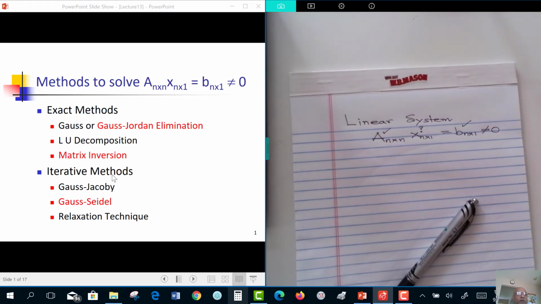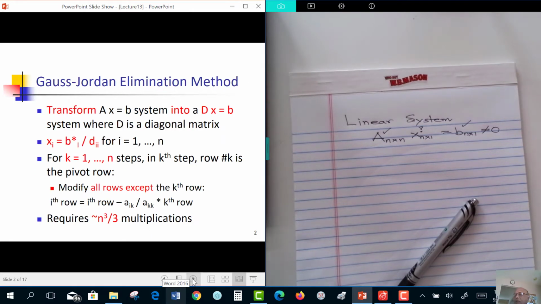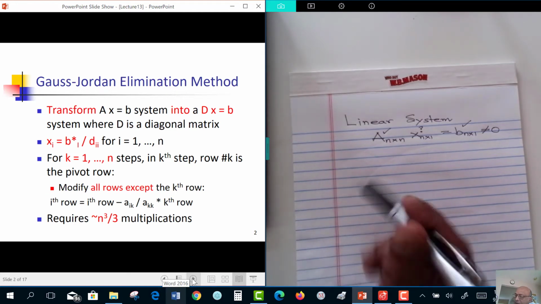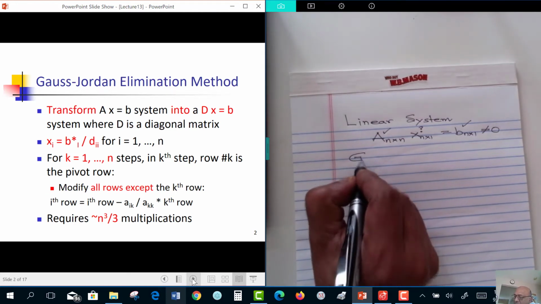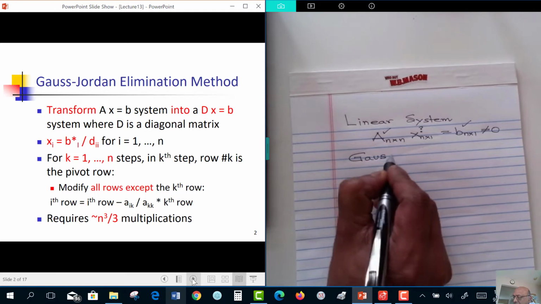Then we are going to take a look at second category of methods called iterative methods. And again, there are quite a few of them. We are going to focus on Gauss-Seidel method, which is the most common one. So let's start talking about Gauss-Jordan elimination method.